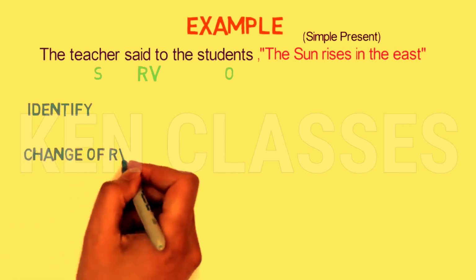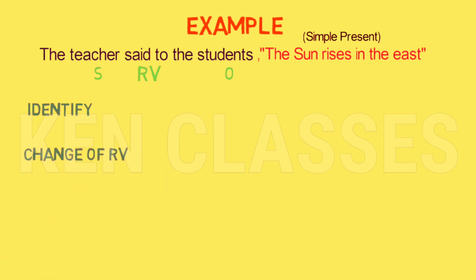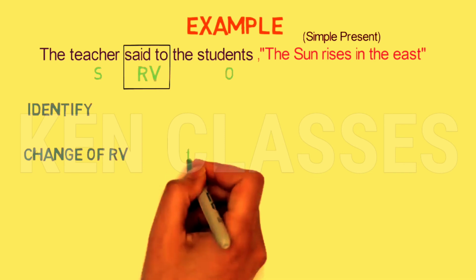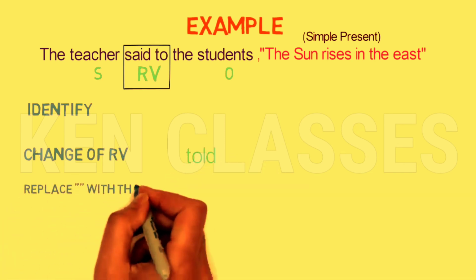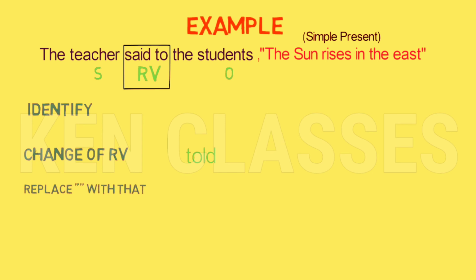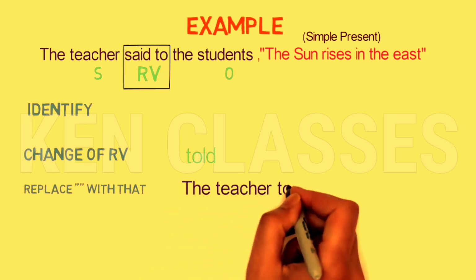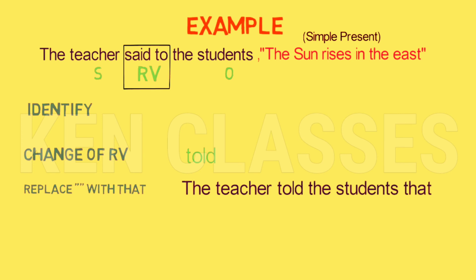Second step is the change of reporting verb. As per the workflow we studied, said to will be converted to told. Third step is to replace inverted comma with that. So the sentence will become like this. The teacher told the students that. Fourth step is change of pronoun. Here it won't come in picture as there is no pronoun.